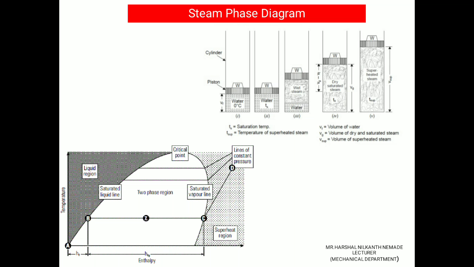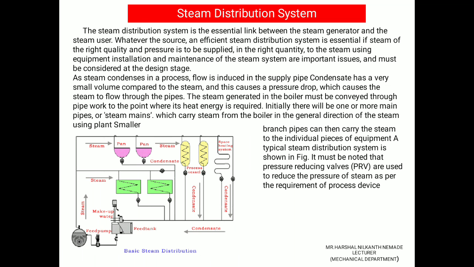Steam distribution diagram. The steam distribution system is essentially the link between the steam generator and the steam user. Whatever the source, the efficiency of the steam distribution system is essential: the steam must be of the right quality and pressure, and supplied in the right quantity. The steam-using equipment, installation and maintenance systems are important and must be considered at the design stage.